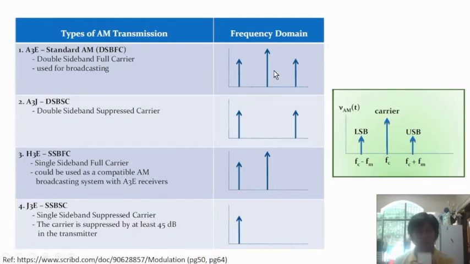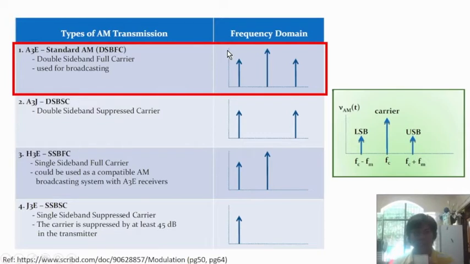Hello. Today we'll be going over amplitude modulation, specifically the topic of simultaneous modulation. In this topic, we'll be focusing on only one type of AM transmission. As you can see, there are a lot of types of AM transmission, but we'll be focusing on the A3E standard AM DSBFC, double sideband full carrier, which is used for broadcasting.